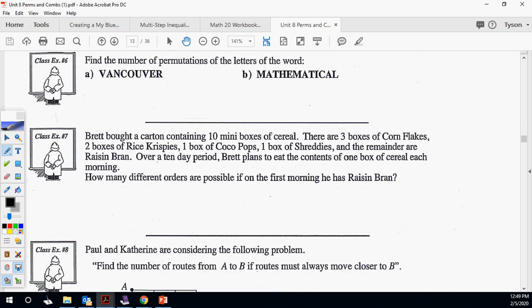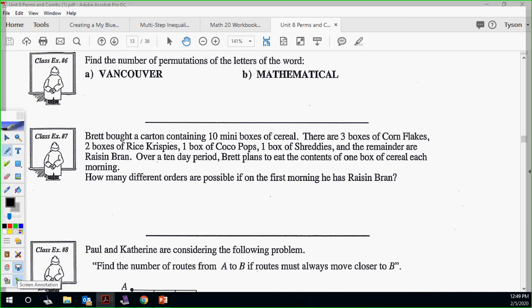Okay, so let's look here. Vancouver. Let's do the first thing. It's 1, 2, 3, 4, 5, 6, 7, 8, 9. So 9 factorial. And what's being repeated? V. So 2 factorial. Anything else? Doesn't look like it. So 9 factorial over 2 factorial. And that is it. So it's 181,440.